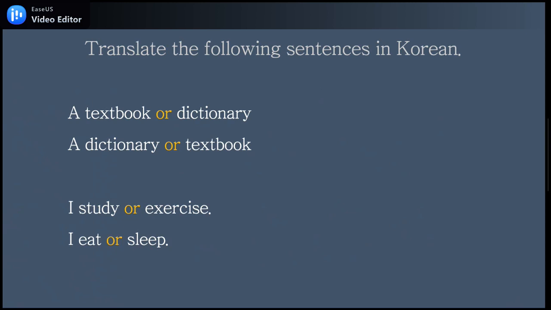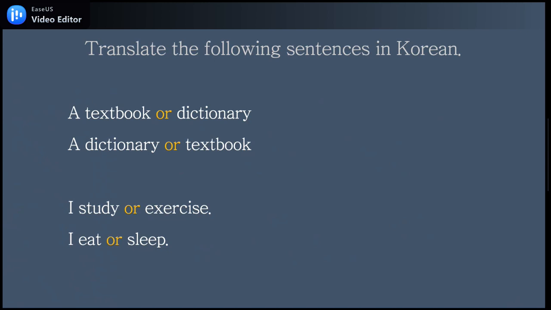Okay, first of all, let's test yourselves. Please translate the following sentences in Korean language. If you can do it absolutely correctly, you don't have to watch this video. Pause the video. Let's try. Okay, let's do it together.